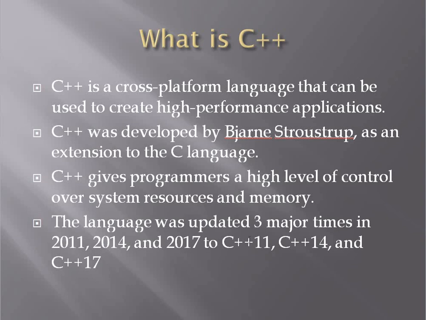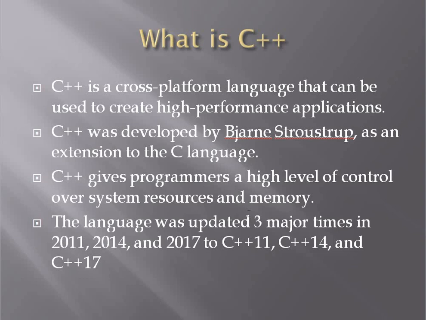What is C++? C++ is a cross-platform language that can be used to create high-performance applications. Means by using C++ we can develop various applications and programs. C++ was developed by Bjarne Stroustrup as an extension to the C language. C is again a programming language, and the next version of C is the C++ language.